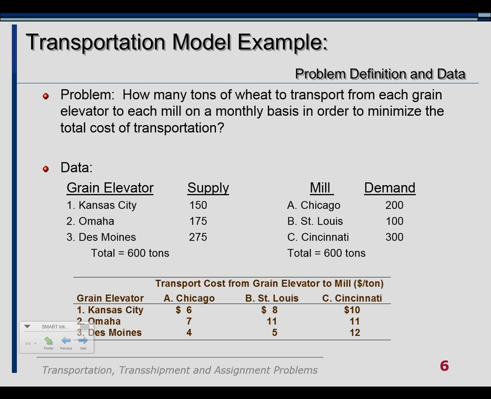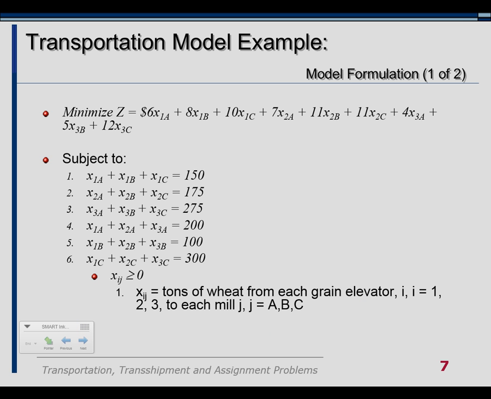So essentially, here's the question we're asking. How much should we send from each grain elevator to each mill? Okay? So we have 150 tons at Kansas City. Where should we send it? Should we send all of it to Chicago, all of it to St. Louis, all of it to Cincinnati, or do some mix and matching? Okay? So how do we go about formulating this?